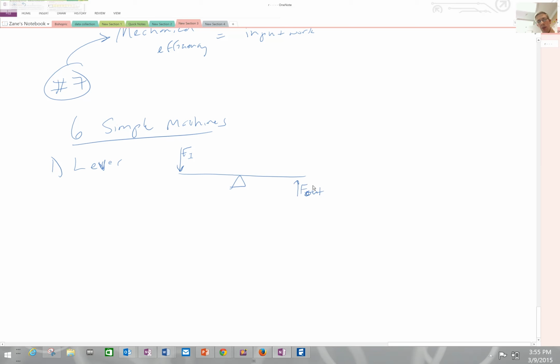Okay? So we have our input force, our output force, and our fulcrum. There are three different types of levers, first class, second class, and third class. They're all based on the position of these three items. This one right here is called a first class lever.